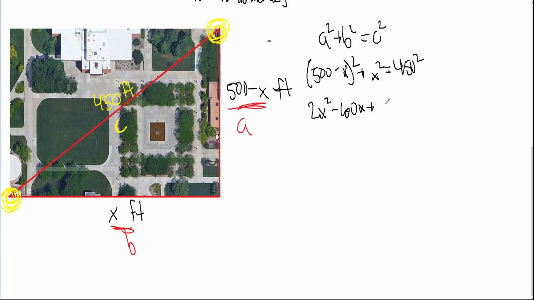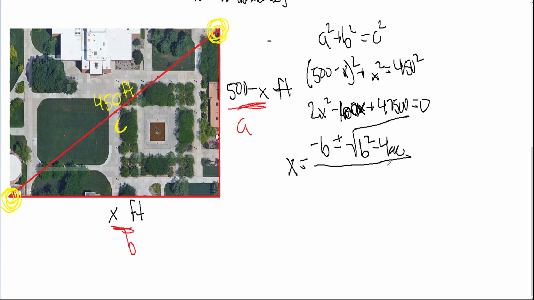plus 47,500 equaling 0. And so this isn't factorable, or at least it's not a nice thing to factor. So instead we turn to the quadratic formula to solve for x. That has the form x equaling negative b plus or minus the square root of b squared minus 4ac, all divided by 2a.